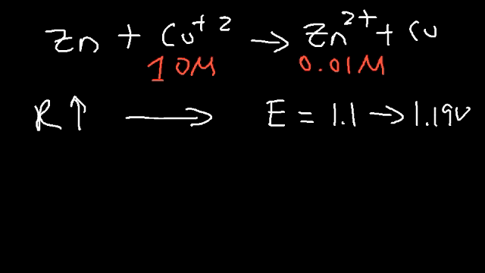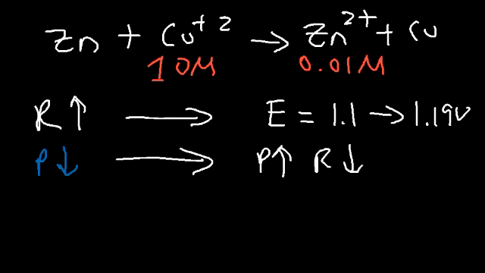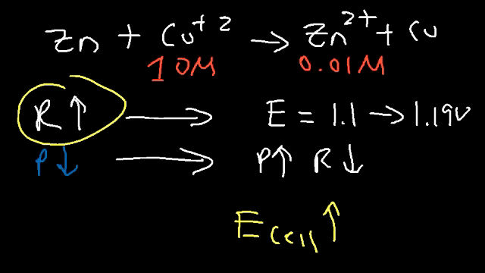And the same is true for the products. We decrease the concentration of the products, and so the system is going to try to bring it back up. And the only way it can do that is by shifting to the right. As the reaction shifts to the right, the products will go back up and the reactants will decrease. So increasing the reactants causes the cell potential to go up, and decreasing the products also causes the cell potential to go up. So whenever you have a large amount of reactants or a small amount of products, the cell potential will increase. The reaction will become more spontaneous. Delta G will become more negative, and K is going to be the same.